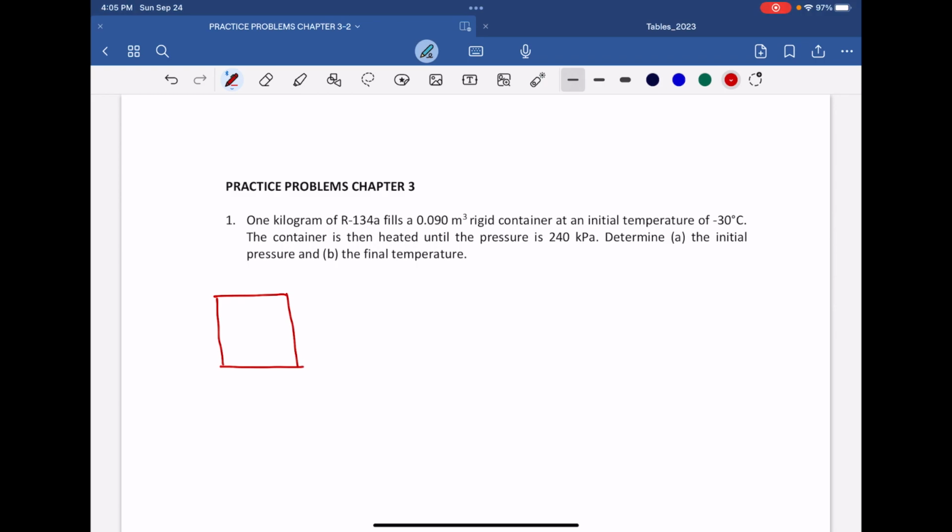And this is a rigid container, meaning that volume doesn't change with energy interactions. And it is given to me. And mass is also given. And this is a refrigerant. So it is important to write these things down to see the picture clearly.